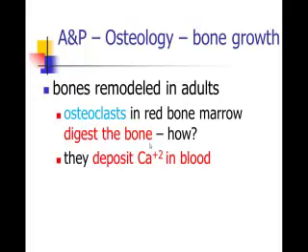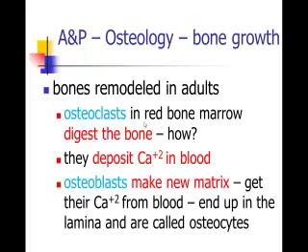Then the calcium, once it's dissolved away from the bone, goes into the blood. And this is a process by which blood calcium can be restored. If your calcium levels drop too much, osteoclasts can digest your bone and release it into the blood. Okay? And we talked about that. Remember, the bones can act as a source for calcium if there's too little in the blood.